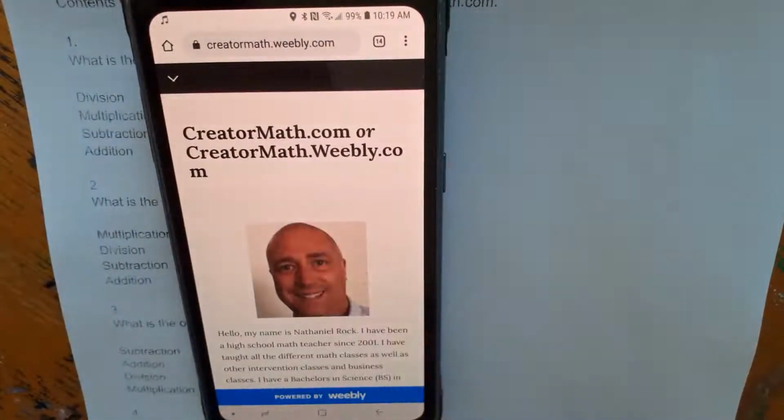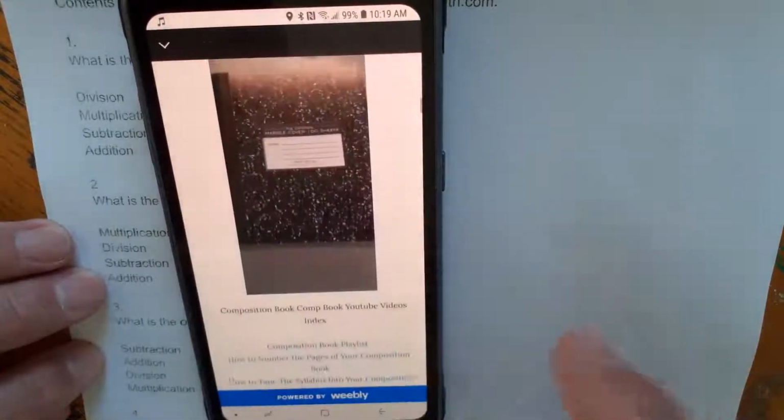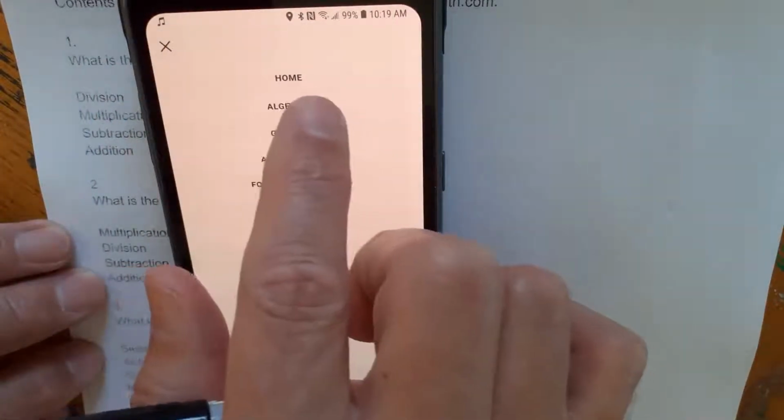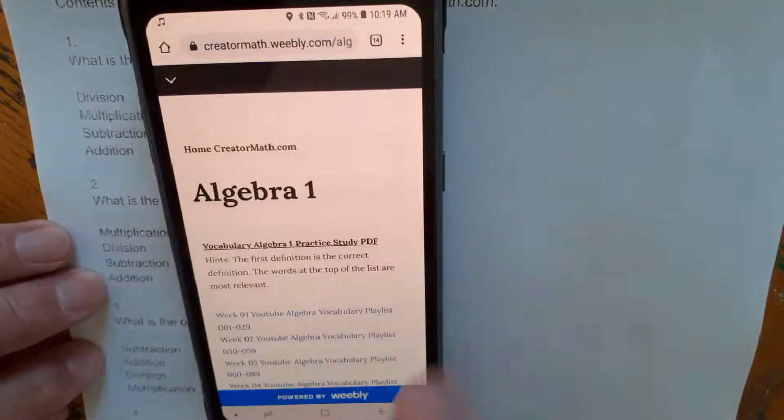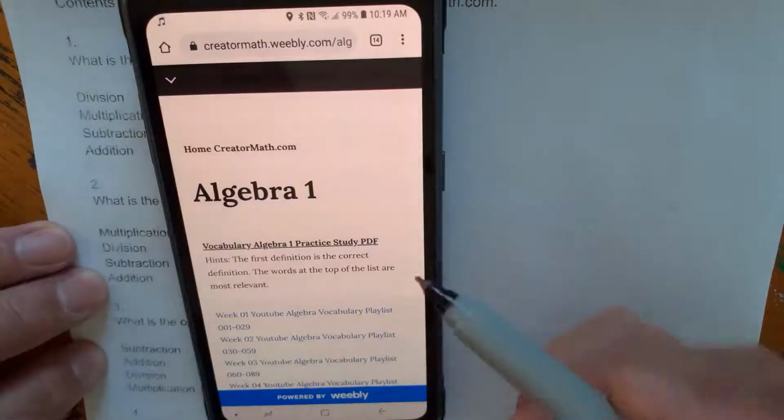For this class, all the notes go in a composition book, and all the requirements for that composition book are on this first page. Just go down till you see composition book, watch all the videos, follow all the directions. You should have 100% in that if you're following all those. Let's go to the Algebra 1 tab where all the notes, videos, problem sets, and vocab are.